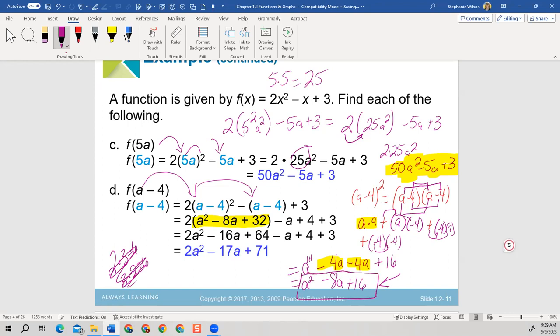Oh, excuse me. Guys, I got ahead of myself. I left off this last part. So all I did was in the parentheses.